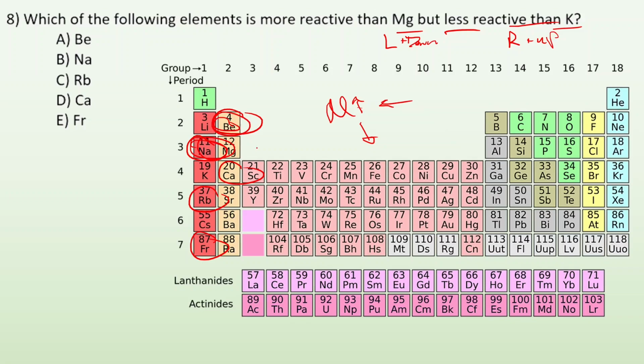And then more reactive than magnesium, though. So either to the left or down. Well, to the left is sodium. So sodium going to be our best answer. But wait a minute. More reactive than magnesium. Calcium's expected to be more reactive than magnesium, but less reactive than potassium. So yeah, we got 2 good answers there, right? Because it's to the right of potassium, which makes it less reactive than potassium, and it's below magnesium, which makes it more than that. So yeah, you got 2 good answers here.